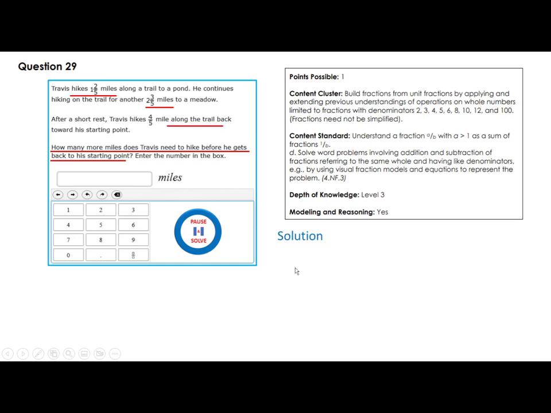Okay, so solution. Here's what he did first. Then he added this. Then he came back. So now the answer will be this plus this minus this. When you add these two together, you can say 1 and 2 is 3, and 2 and 5 over 5. 3 and 5 over 5 minus 4 over 5 gives you 3 and 1 over 5, which is 16 over 5.